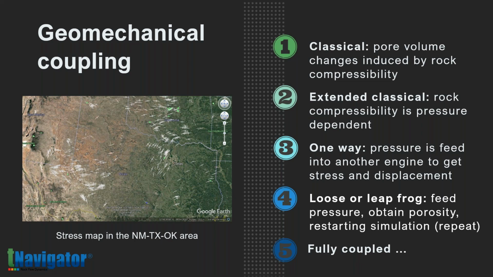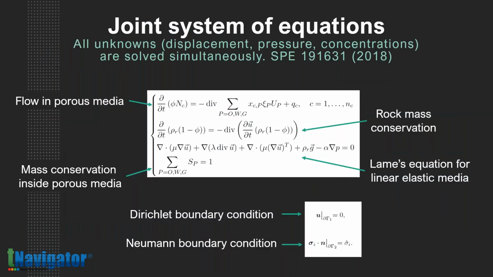Now, what we are proposing here and what we have already implemented is what we call fully coupled. I'm going to describe that. To achieve fully coupled, what we have to do is to create a joint system of equations. What is that? Well, it's when all unknowns like displacement, pressure, concentrations are solved simultaneously. This is described in an SPE paper that you can see there on your screen.